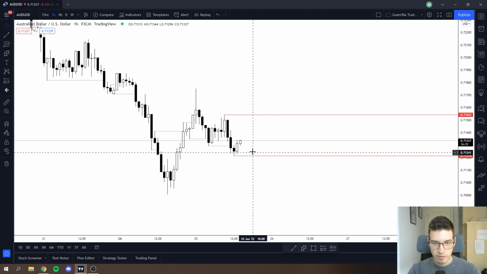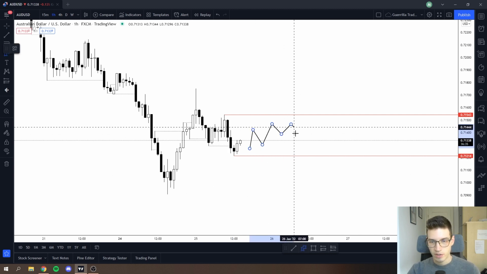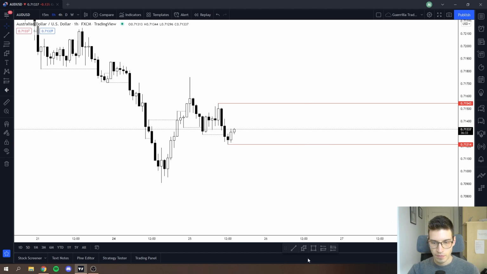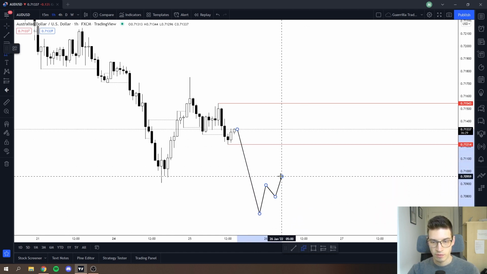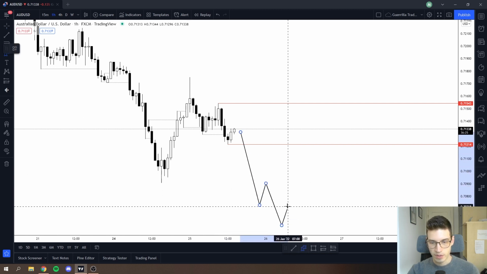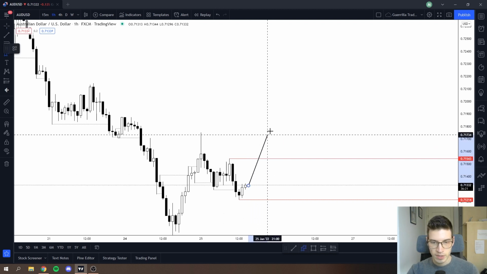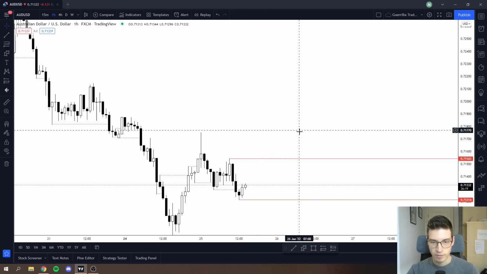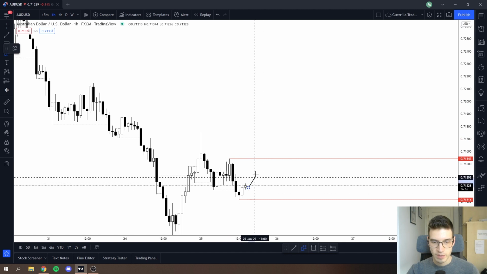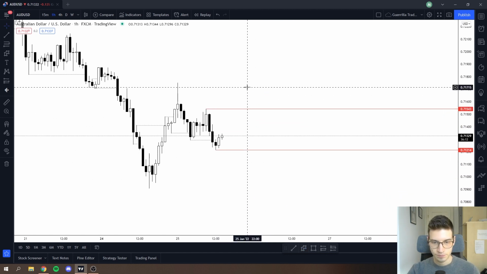Also what can happen, so we can just stay ranging between the low and the high. What I would also like to see is a nice big impulse to the downside, look for a flag, or a nice big impulse, pull back, another impulse, look for a break and a retest. Same thing to the upside, a nice big break, look for a flag, or a nice big impulse, pull back, another impulse, look for a break and a retest.